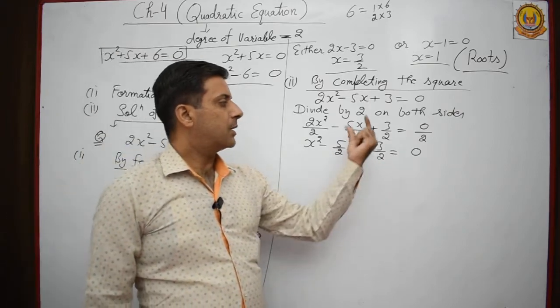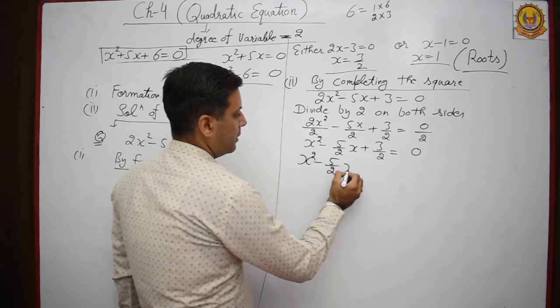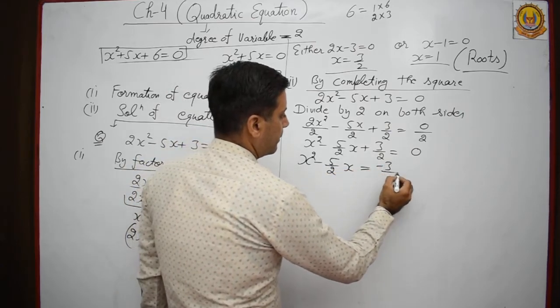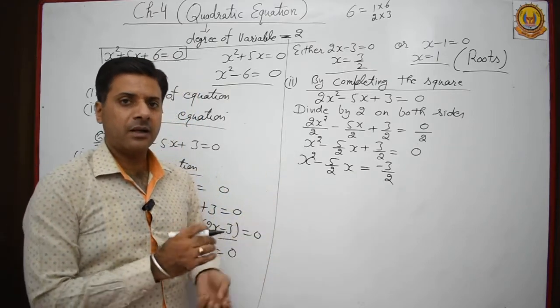After that, take the constant term on the right hand side. So x² minus 5/2 x equal to minus 3/2. Now make the left hand side a complete square.